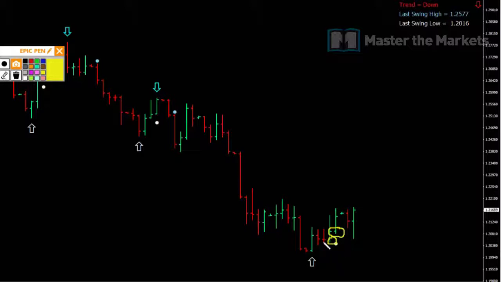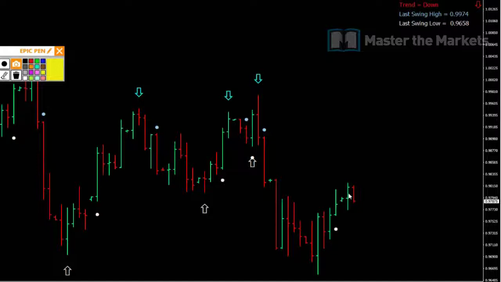Over here, where's the stretch? The stretch is actually to the bottom. Over here, the stretch is to the top. Over here, the stretch is to the bottom. Okay, over here, the stretch is to the top, right? So that's what we got. So just go and practice that yourself. You can apply it on any instrument. Dollar Swiss as well, you can see.